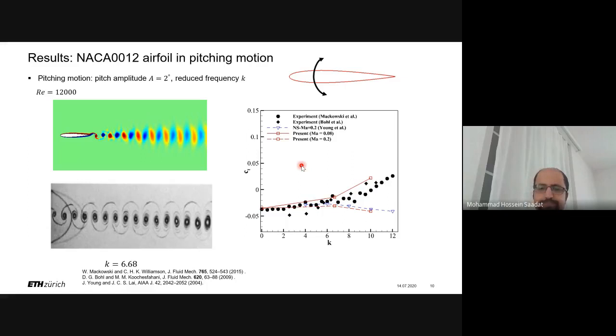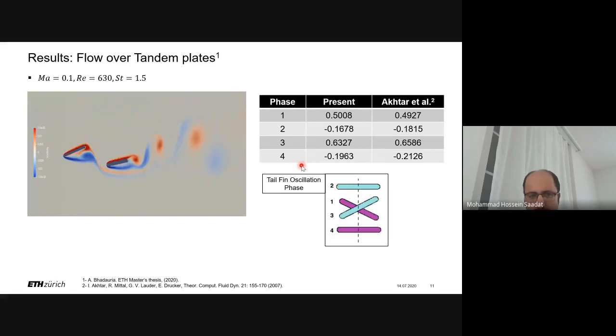Now the next test case is a bit more complicated in the sense that we have now two bodies which are moving relative to each other. So here the incoming Mach number is 0.1, the Reynolds number is 630, and the Strouhal number is 1.5. And in this table, I have compared the thrust coefficient of the tail fin, which is displayed at these four positions, again with the numerical results of Navier-Stokes, and we can see a good match between the results here.